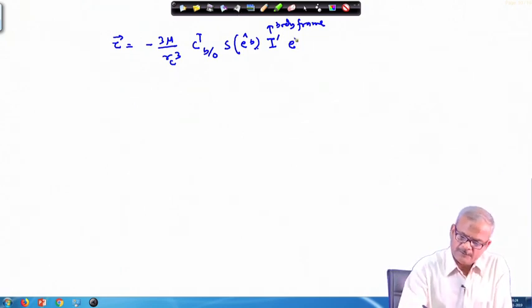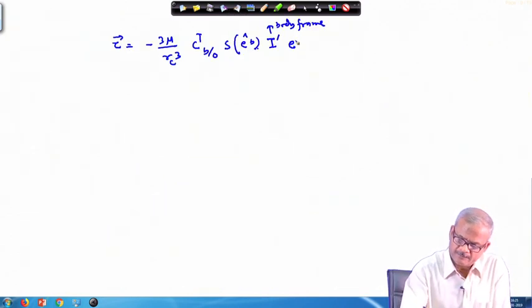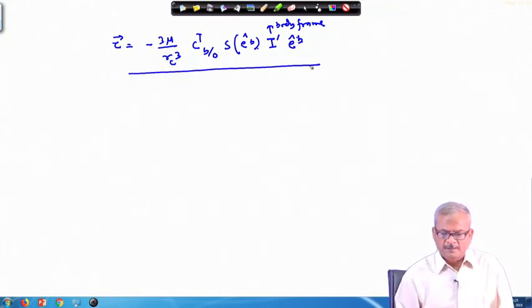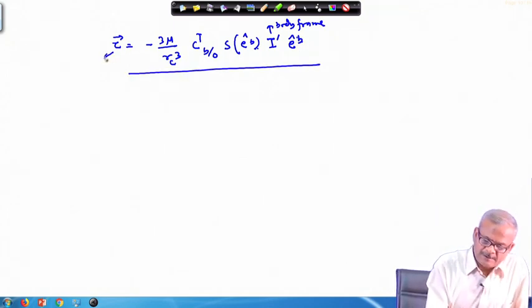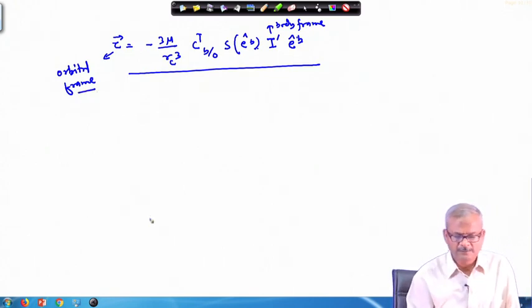Okay. So, therefore, this can be reduced to E cap b. So, on the right hand side we have... Now, one thing you remember is that this is still in the orbital frame, and we need to convert this into the body frame.